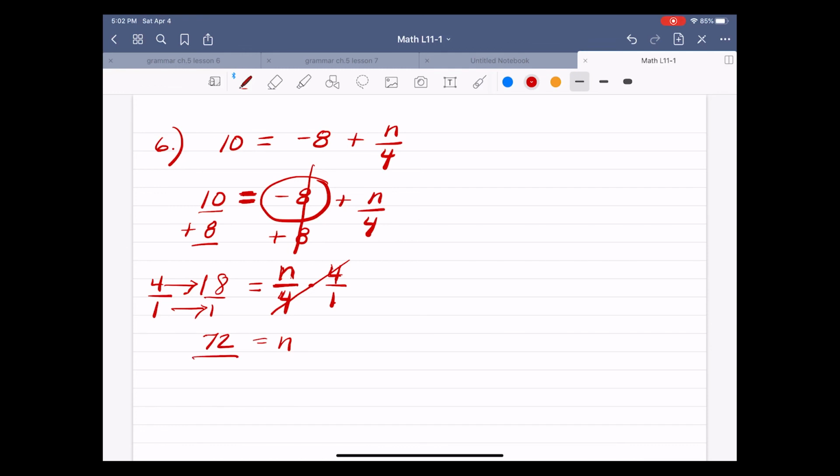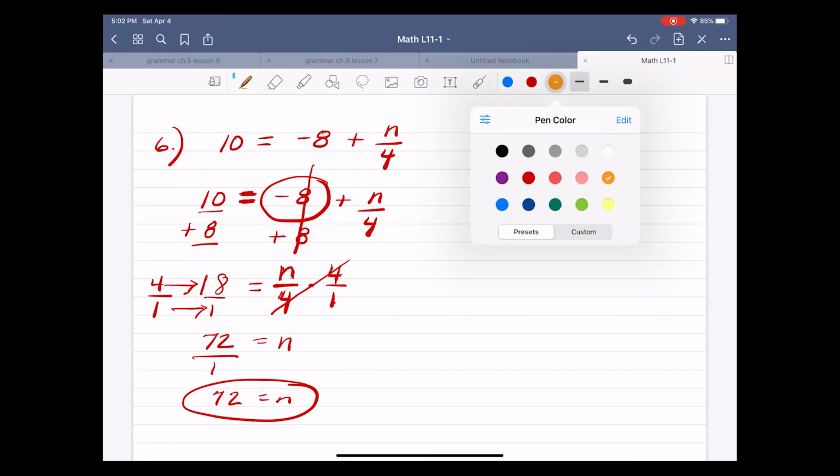1 times 1 is 1. 72 divided by 1 is 72. 72 equals n. Kind of fun once you get the hang of it. It's something that'll be kind of nice to do and feels good when you figure it out and it works out. So let's go on to number 7.